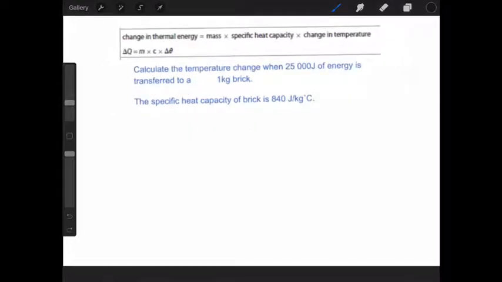So this example, question 2 from checkpoint 3, is much trickier, because now we have got to get into rearranging the equation, and there are 4 parts to the equation. So there is more than one way to do this. Let me show you one way to do this. We are being asked to calculate the temperature change. So that is the delta theta 1. We're being told the change of energy, which is delta Q. We're being told that in standard units. Fabulous. We're being told that that's being transferred to 1 kilogram of mass. Standard units again.